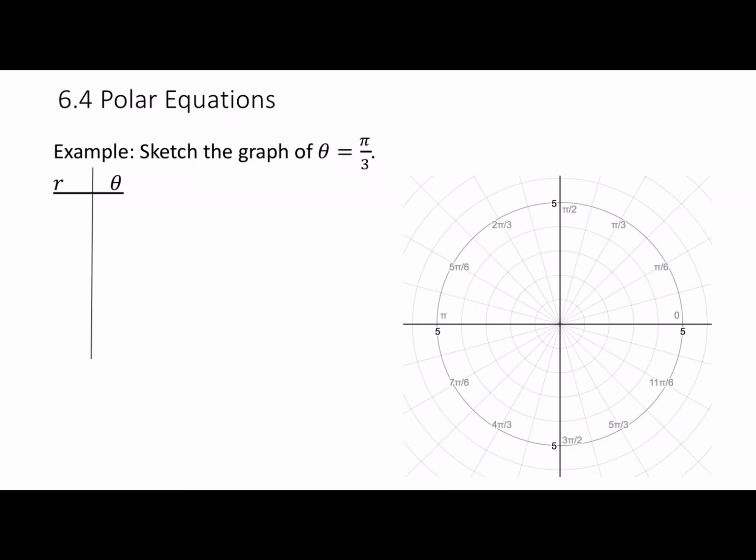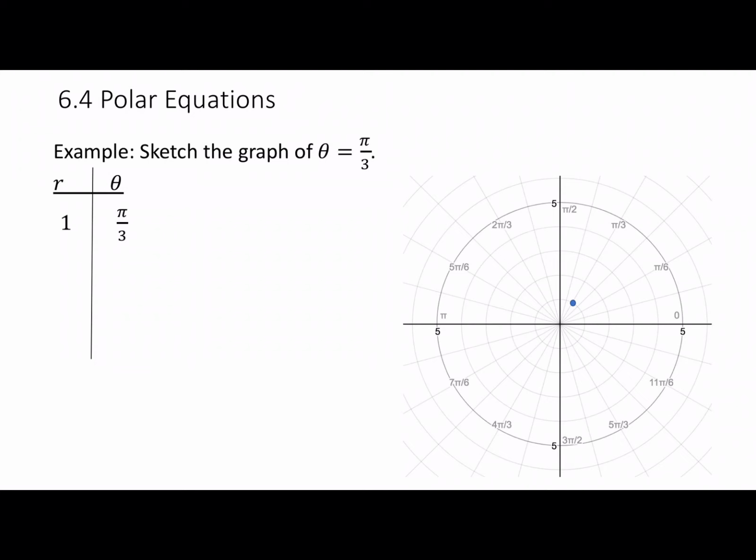All right, let's look at this graph. So I want to sketch the graph of theta equal to pi over 3. So here, I'm going to plug in values of r and think about what theta would be. Well, the equation is theta equals pi over 3. So regardless of what r is, I'm always going to get theta equals pi over 3. So let's just plug in some values. If r is 1, theta is pi over 3. So I want to plot the polar coordinate 1 comma pi over 3.